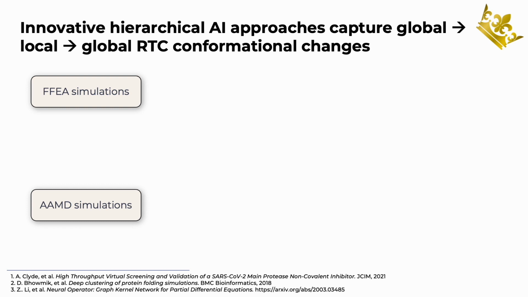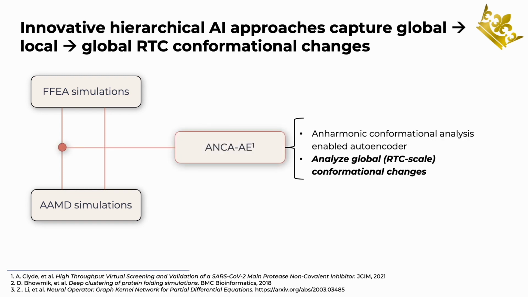The FFEA simulations, as well as the all-atom MD simulations, define an implicit hierarchy capturing the overall fluctuations in the RTC conformational landscape. To keep the simulations self-consistent, allowing them to drive each other in a complementary manner, we devised a hierarchy of AI tools that enable us to describe the global to local and back to global conformational fluctuations within our multi-resolution simulations. The first of these methods uses what is called anharmonic conformational analysis enabled autoencoders, or ANCA-AE.